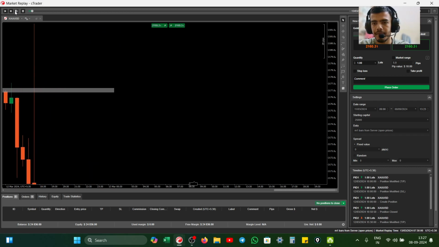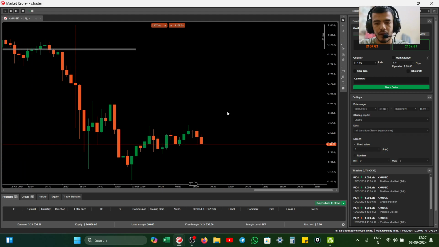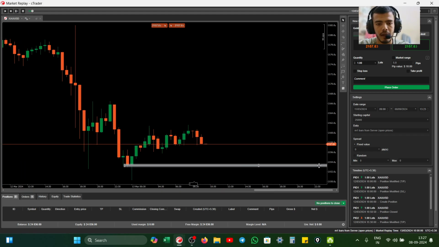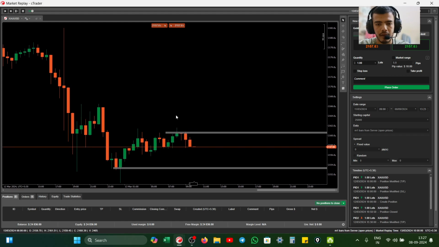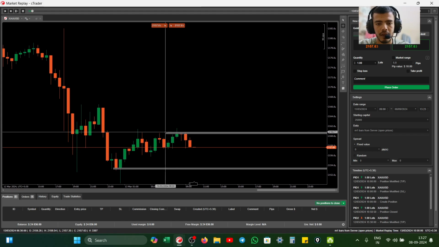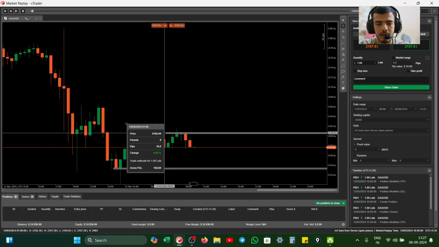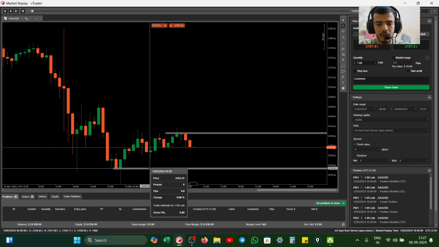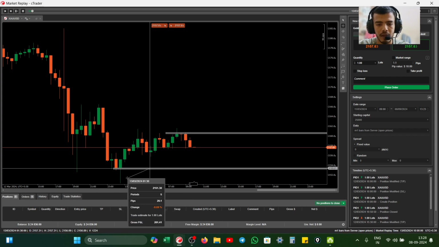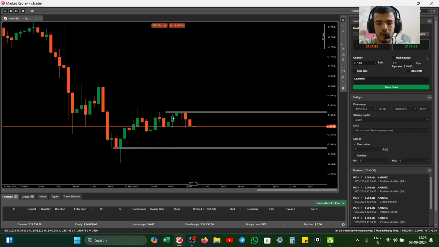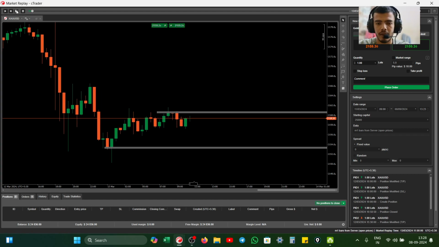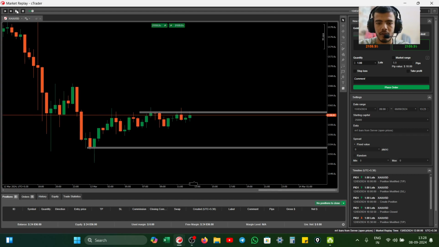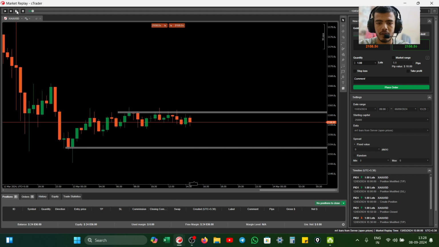10 a.m. Yes, here we go. We are at 10 a.m. right now, and this is the support we have created, and this is the resistance. So we are waiting for the candle to close above this resistance to go further bullish, or for sells we have to wait for the candle to break below this area to go further bearish. Within this range we can't take a buy or sell. We have to wait for the candle to break above or below that range.